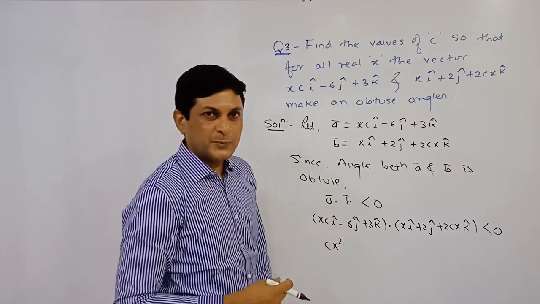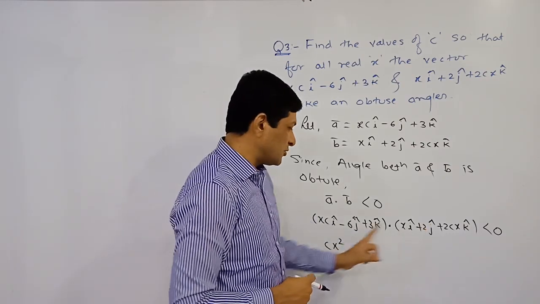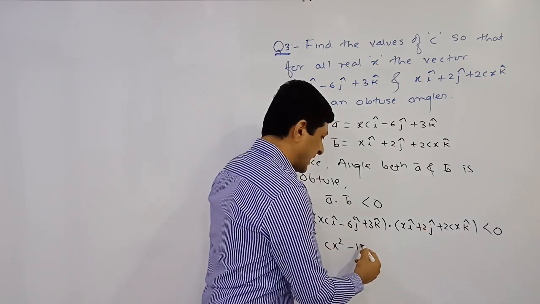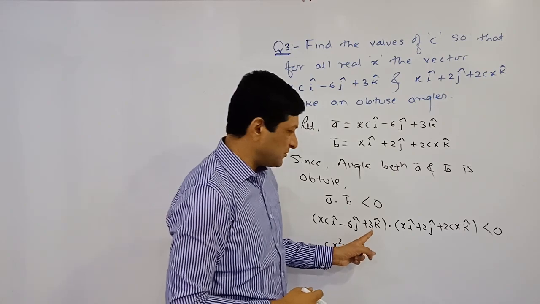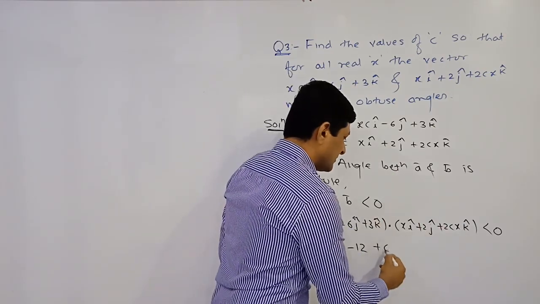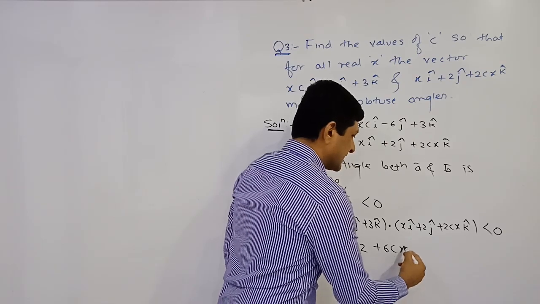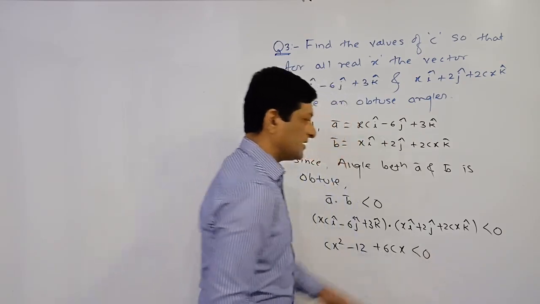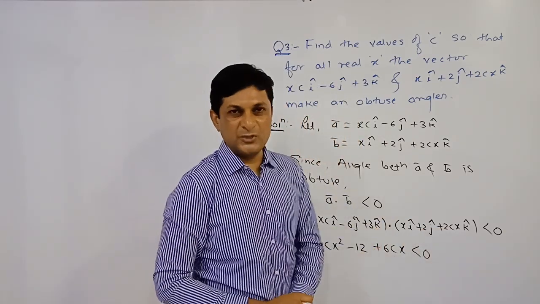Now the second term is the product of the coefficients of j cap, that is 2 into minus 6, which is minus 12, and the last term will be 3 into 2cx, 3 2s are 6. So here we will get 6cx less than 0, keep it as it is. Just simply we have taken the dot product of these two vectors.